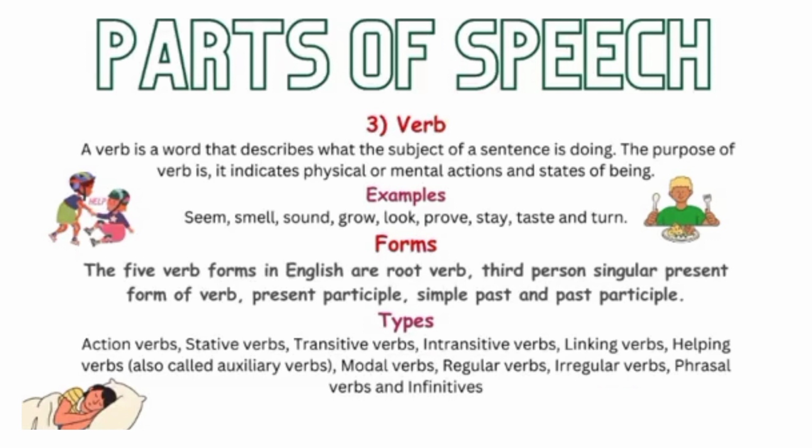If we talk about forms of verb, then the 5 verb forms in English are root verb, third person singular present form of verb, present participle, simple past, and past participle. The types of verb are action verbs, stative verbs, transitive verbs, intransitive verbs, linking verbs, helping verbs, also called auxiliary verbs, modal verbs, regular verbs, irregular verbs, phrasal verbs, and infinitives.